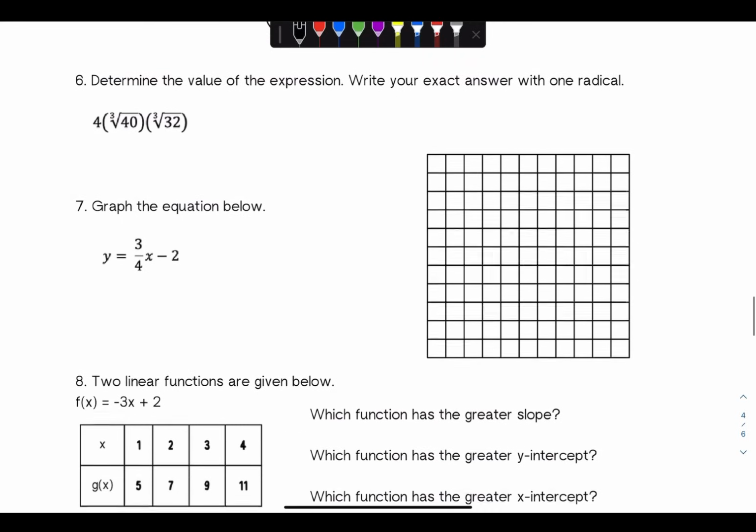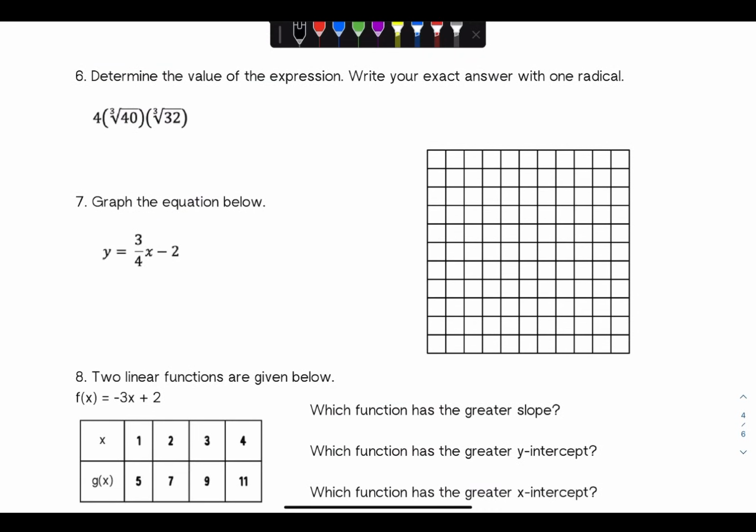All right, number 6. Determine the value of the expression. Write your exact answer with 1 radical. Okay, so we want exact, and we want 1 radical. So first thing we should notice is that we have cube roots here. So when you think about cube roots, you want to think about your perfect cubes. So what are my perfect cubes? Well, I got 1, because 1 times 1 times 1 is 1. 2 times 2 times 2 is 8. 3 times 3 times 3 is 27. So I think we're going to use 8 here.